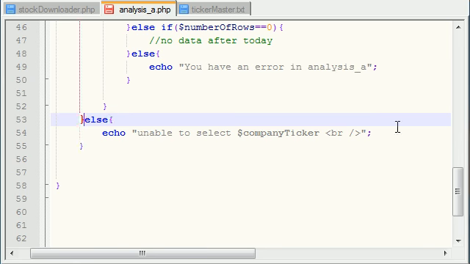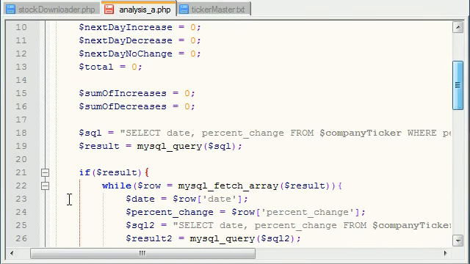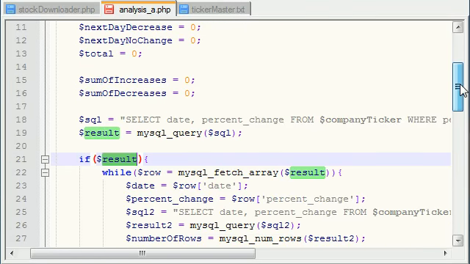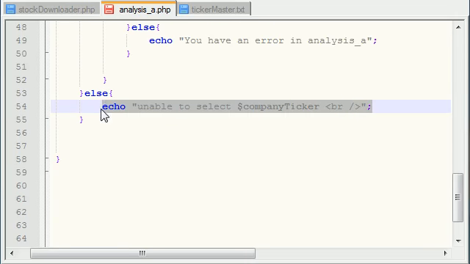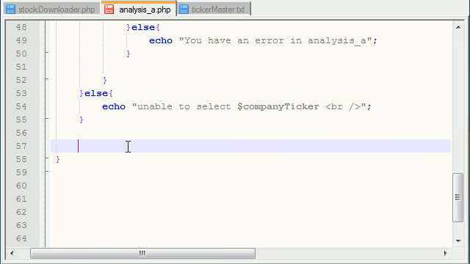And also in my result right here, if something was wrong with my query, I had another little error message that pops up: unable to select our table for some reason. So that's what I did while I was gone. I didn't feel like typing it again because, like I said, my computer's messing up.